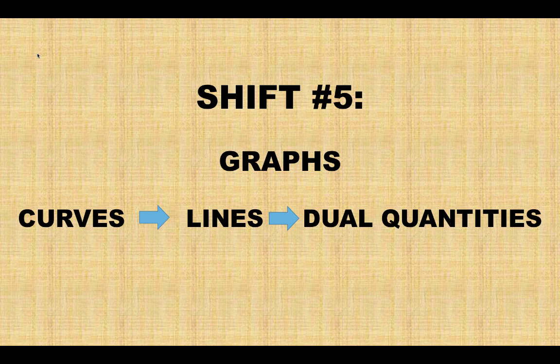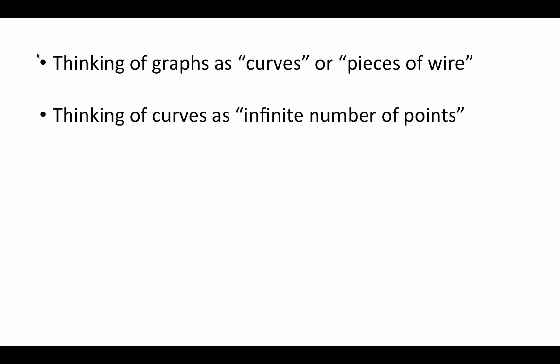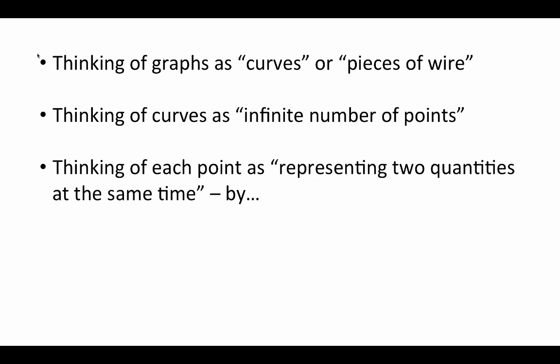Going from that to thinking about it as points, and going from that to thinking about it as an infinite number of points. Let me try that again. Going from thinking about it as a curve or a piece of wire, to thinking about it as an infinite number of points, right? Not one thing, but representing an infinite number of points. And then thinking about each of those points as representing 2 different quantities at the same time.